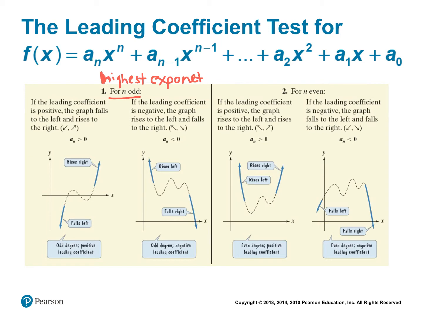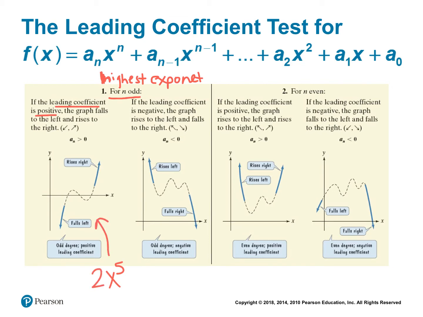If that n is odd, so let's say it's x to the fifth, for example, that is an odd exponent. Then you need to look if the leading coefficient is positive, the graph falls to the left and rises to the right. So let's say maybe it was 2x to the fifth. That's going to go with this one.